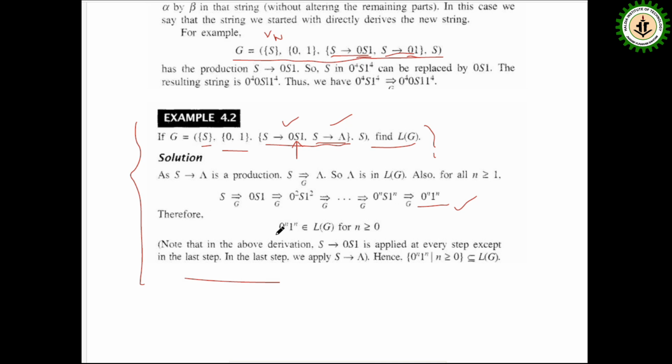Okay. So what is the language generated? 0 to the power n 1 to the power n, which belongs to the language generated, and the value of n is greater than or equal to 0. If n equal to 0, then it will become null. So S equal to null, there is already a production for that. So the language generated by the grammar is 0 to the power n 1 to the power n.